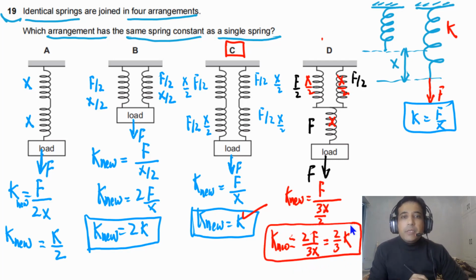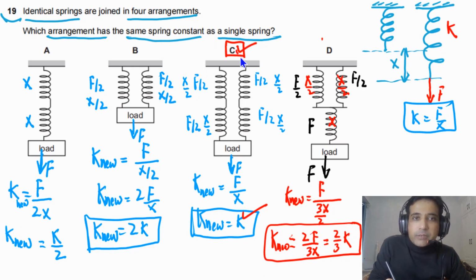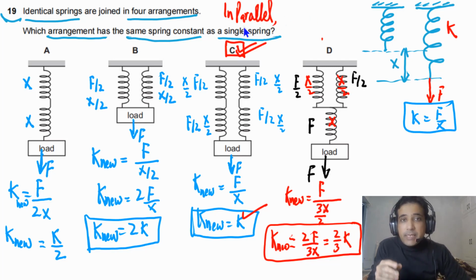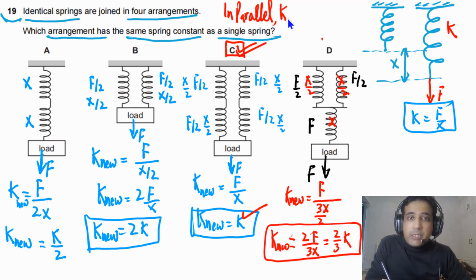You can also understand this when the springs are connected in parallel. This is another way to answer this problem. You can simply use a formula if you're not clear with the concept. When springs are connected in parallel, they are like resistors connected in series, so K effective will be equal to K1 plus K2. And when springs are connected in series, K effective is like resistors connected in parallel: 1 over K effective equals 1 over K1 plus 1 over K2 and so on.